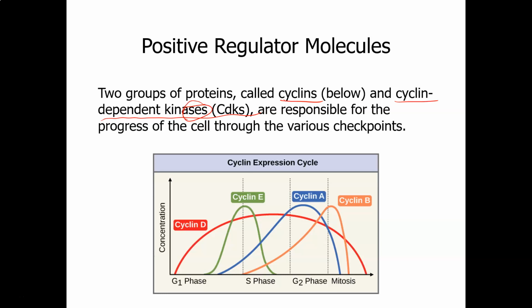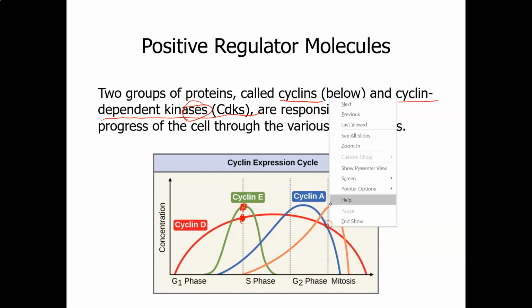But this combination of cyclins and cyclin-dependent kinases, the levels of these proteins during different phases are responsible for the progression of the cell through the checkpoints. So for example, after the G1 phase, when you get to the S phase, the level of cyclin E should be at a peak, and the level of cyclin D should be increasing, but not at its peak. When you get all the way to the end of the G2 phase, the levels of cyclin A and D should be about the same.